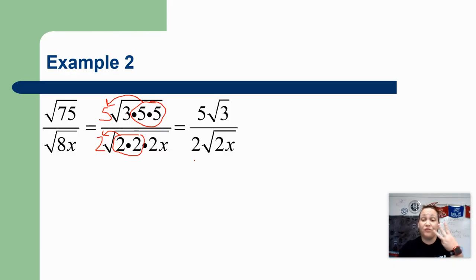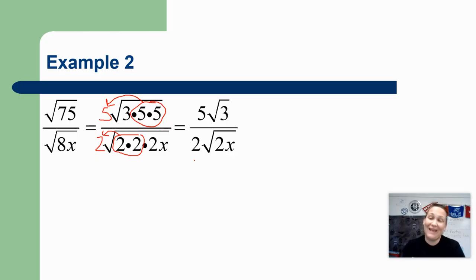Now I've walked myself through my 3 steps. No perfect squares, couldn't simplify. I looked for pairs and I found some, but unfortunately not everything was part of a pair. Specifically, we're looking at the bottom of the fraction. I do still have stuff underneath the radical on the bottom of the fraction, and I do not want that.